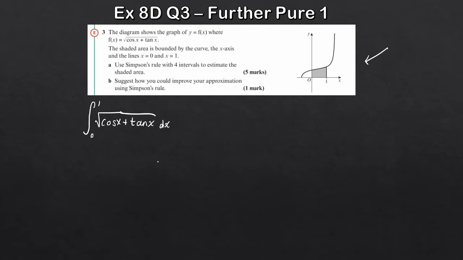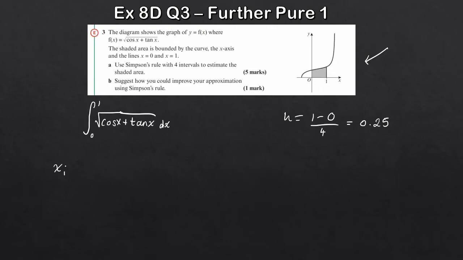And like any Simpson's rule question, we need to get our h first. So h is the upper limit minus the lower limit, 1 minus 0, divided by the number of intervals you want, which is 4. So 1 minus 0 is 1, divided by 4. H is 0.25. Okay, so that's our h.